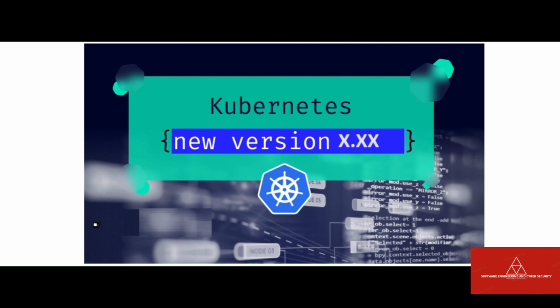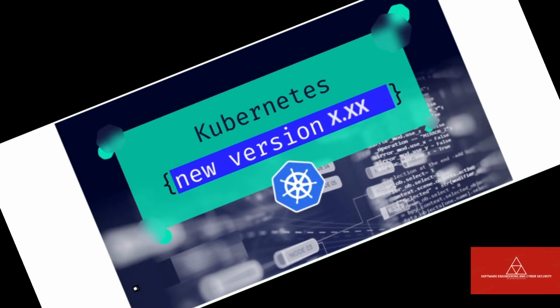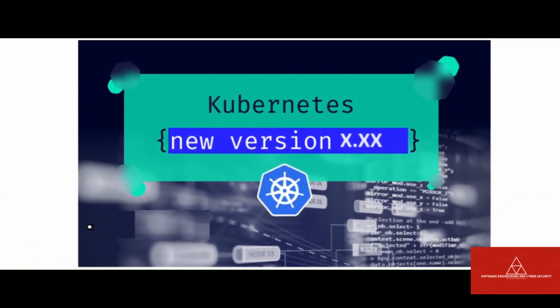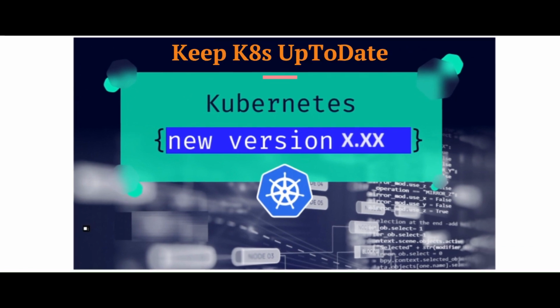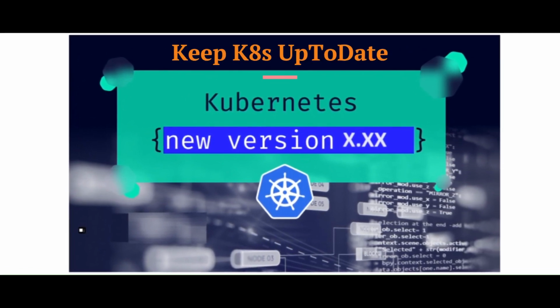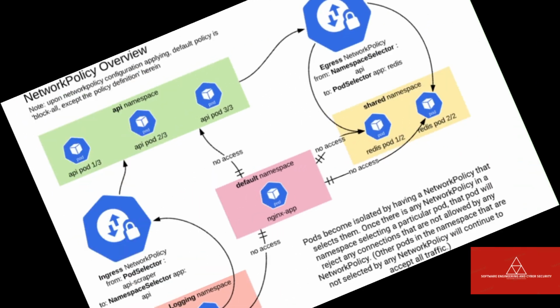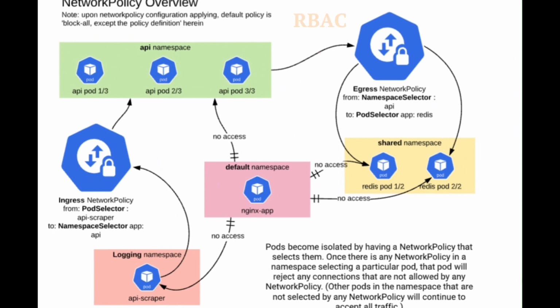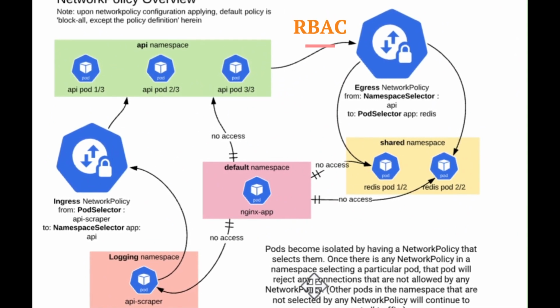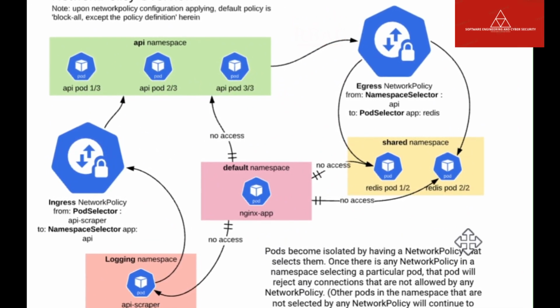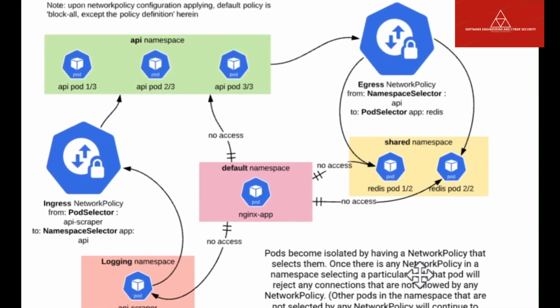Protecting Kubernetes clusters is essential to ensure the security of your containerized applications and sensitive data. Here are some best practices and security measures to help safeguard your Kubernetes clusters. Keep Kubernetes up to date. Regularly update Kubernetes to the latest stable version to ensure you have the latest security patches and updates. Role-based access control, RBAC. Implement RBAC to control who can access and perform actions within the cluster. Limit privileges based on job roles to minimize the attack surface.